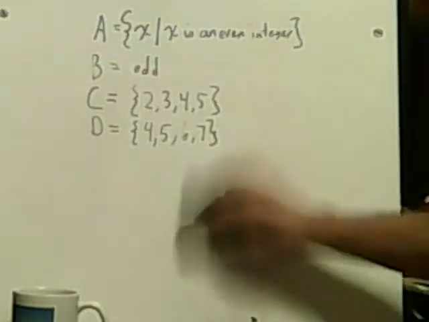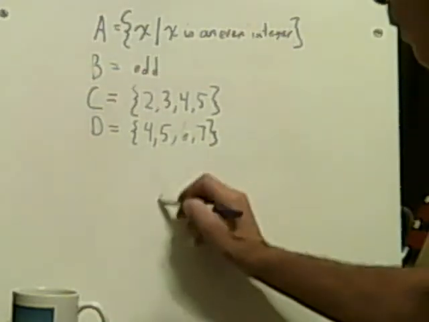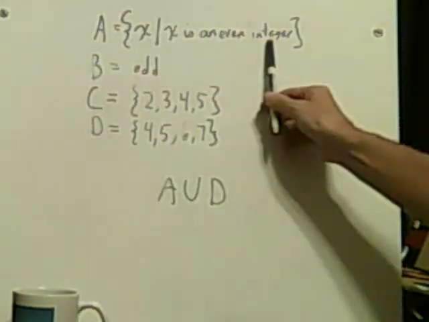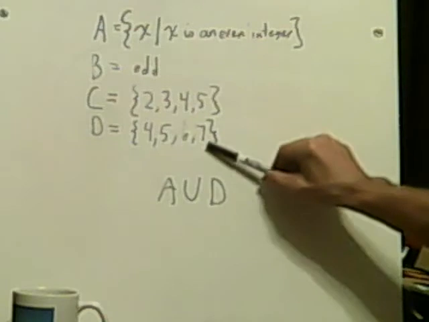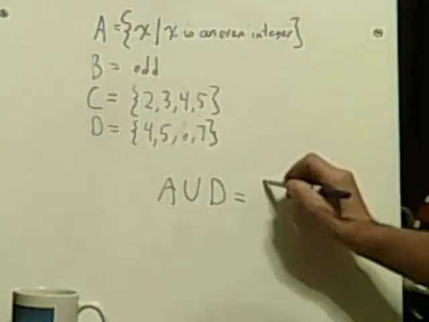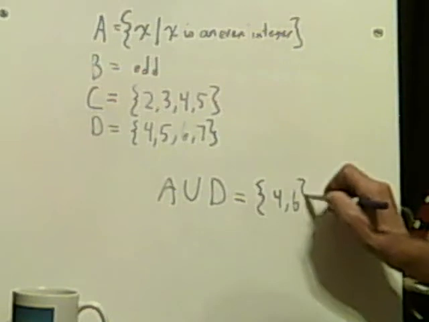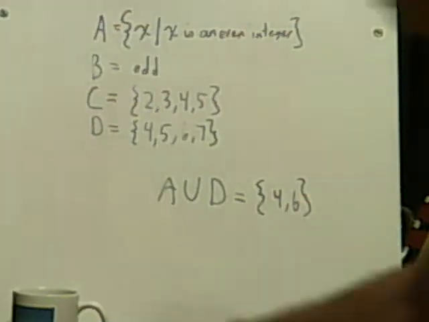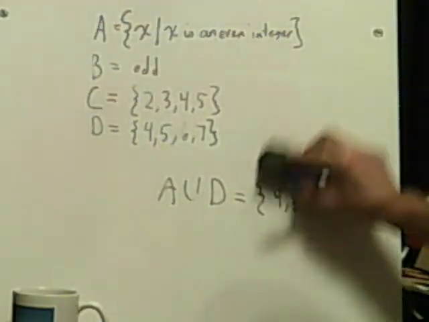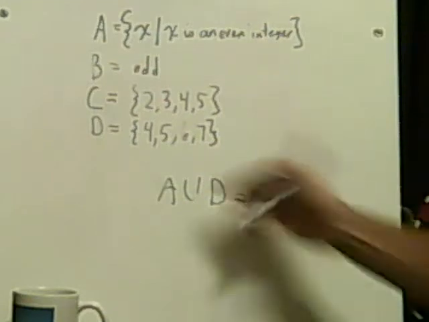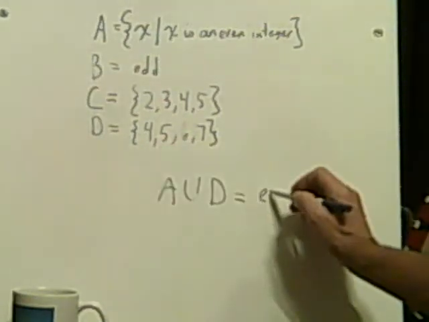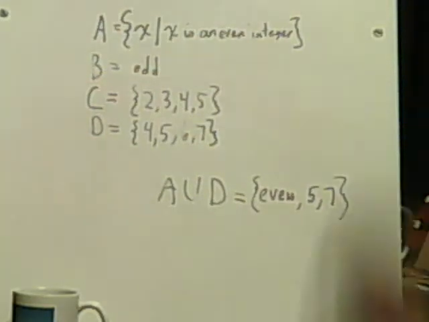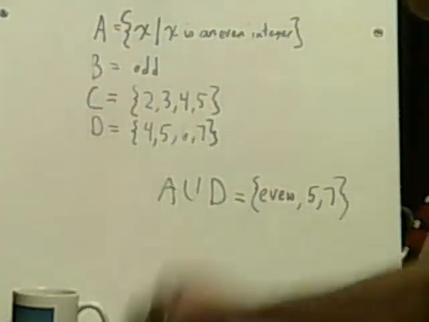Okay? The next one is the union of set A and set D. Okay, A is the even integers, and D is 4, 5, 6, and 7. The only even integers are 4 and 6 in the set D. So, I'm sorry, the union. My mistake. I was thinking intersection before. So as far as the union, it's going to be all the even integers plus 5 and 7. So it's going to be even and 5 and 7. Okay? Sorry about that. I wasn't thinking.